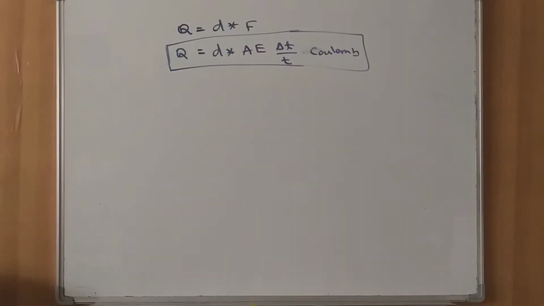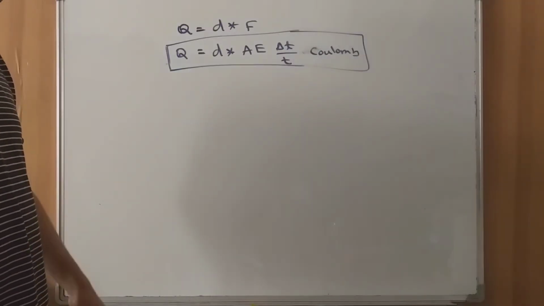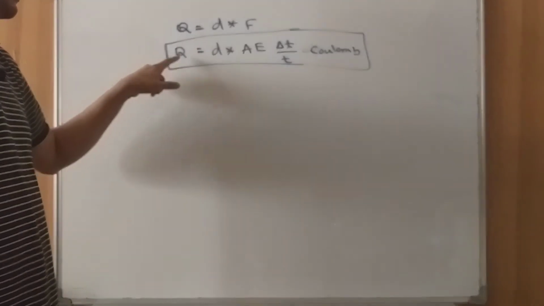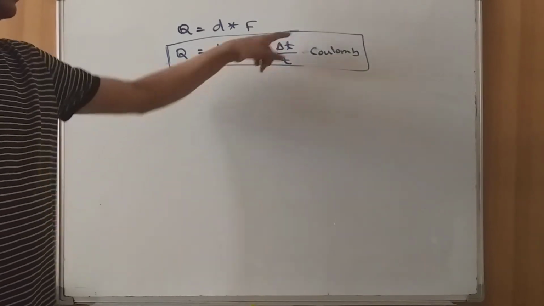By substituting the value of F in the Q equation, Q is equal to D times F. If you substitute this value of F, we will get Q is equal to D into A E del T by T in coulombs.